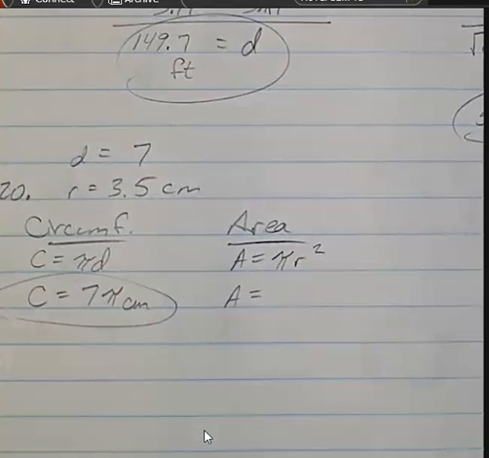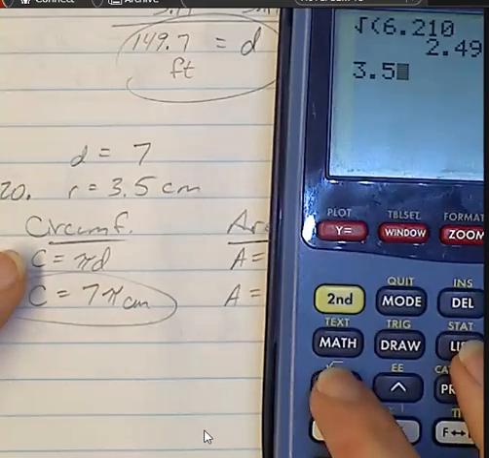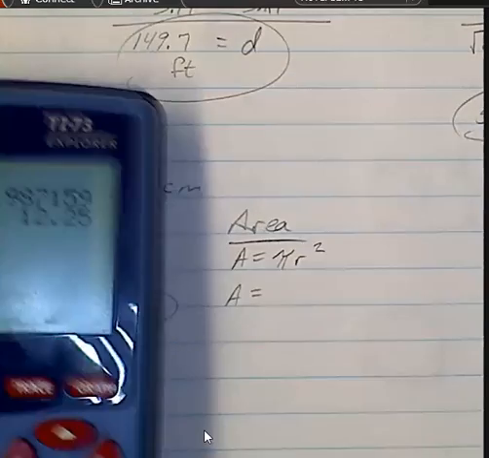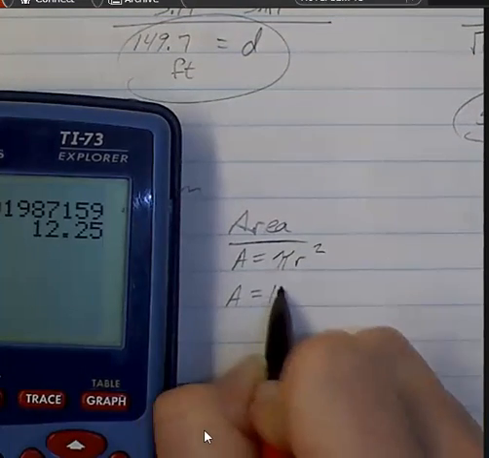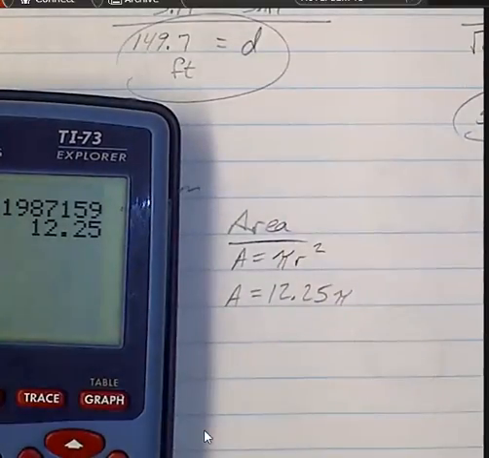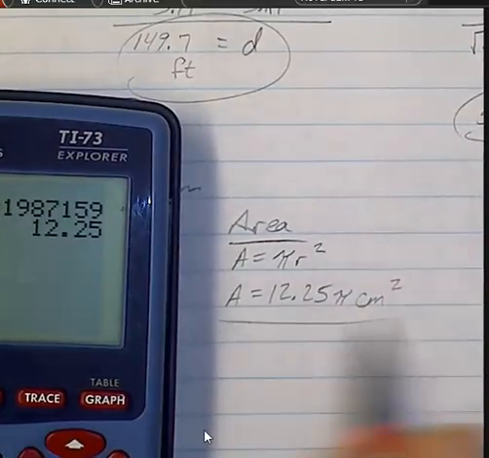What's the radius squared? I don't know what 3.5 squared is, but my calculator can tell me. Notice, I'm going to use the squared key. It's 12.25, says my calculator. So I'm going to write 12.25 pi. Done. It's amazing. What's my label? Centimeters squared, because area is always the square value.